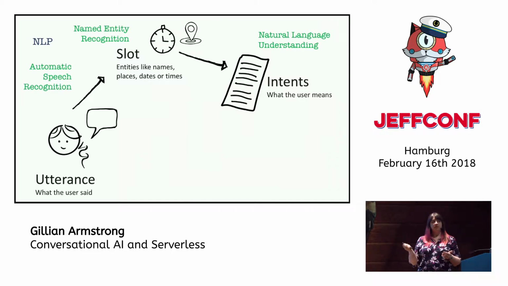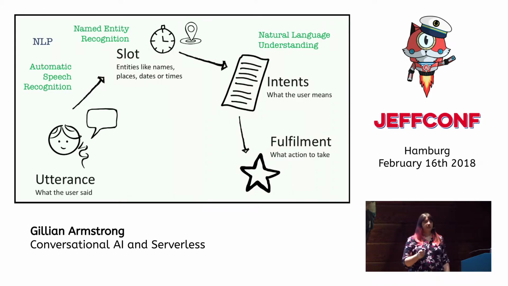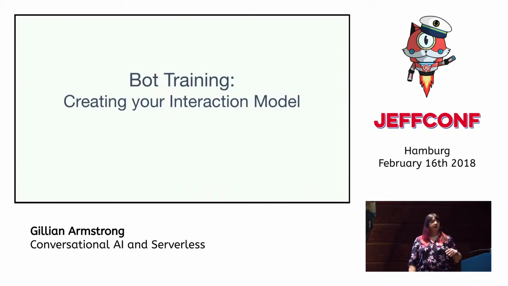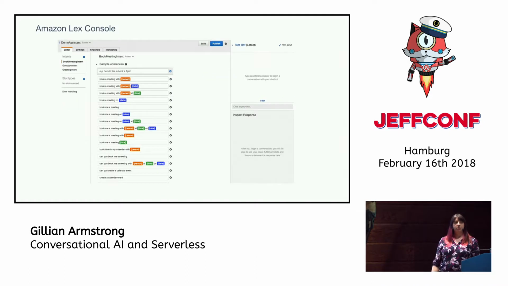Now, if you know what it means, but you don't do anything, it's not very useful. So this is where the final piece, fulfillment, comes into play. This is the bit where you're going to have to write some code and take some actions, and then, of course, respond back to the user and let them know that you've done that. So what does that look like when you actually build a chatbot? I'm going to take a quick look at the Lex console. The Alexa console is slightly different, but it's very similar. If you're familiar with one, it's easy to jump between them.